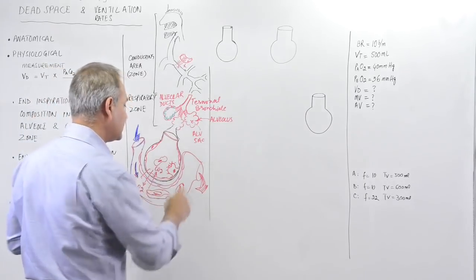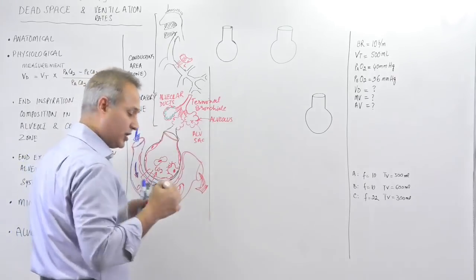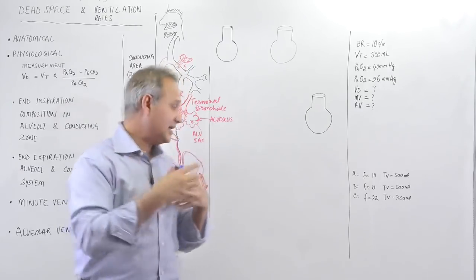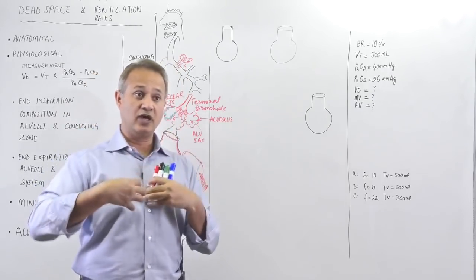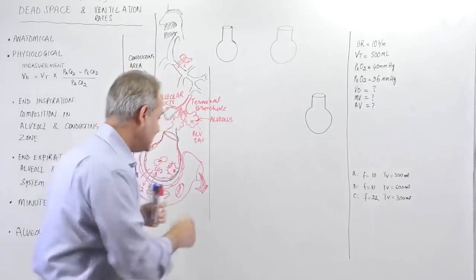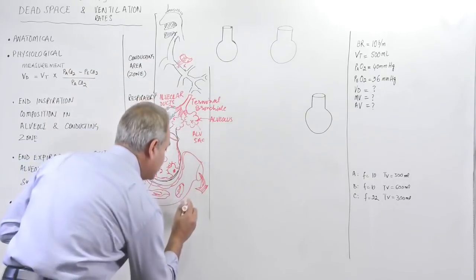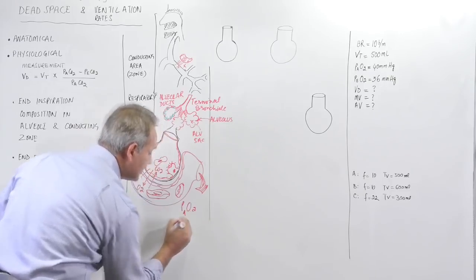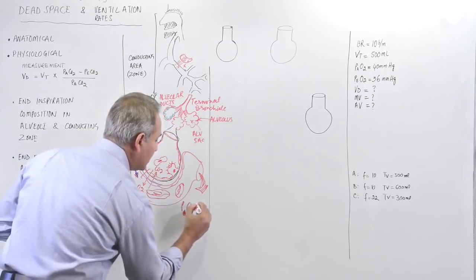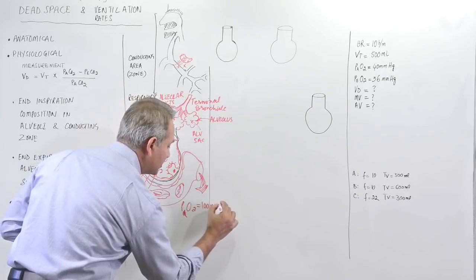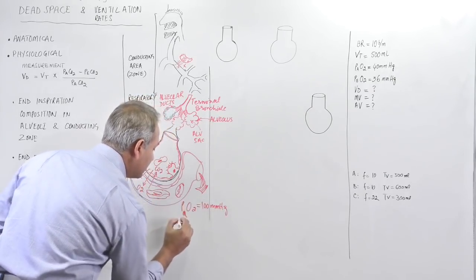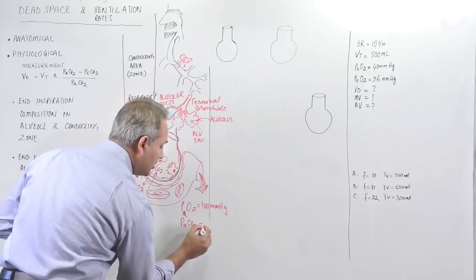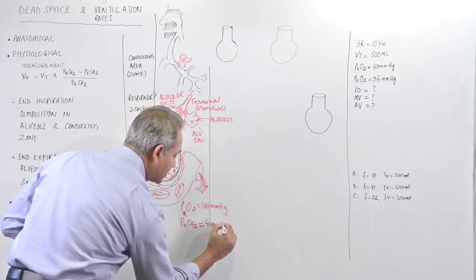Just keep this in mind: on the arterial side, the heart pumps the blood to the lungs, and in the lungs the gaseous exchange happens, then the blood comes back to the left heart to be sent to the body. The partial pressure of oxygen in arterial gases is about 100 millimeters of mercury, and the partial pressure of carbon dioxide on the arterial side is normally about 40 millimeters of mercury.